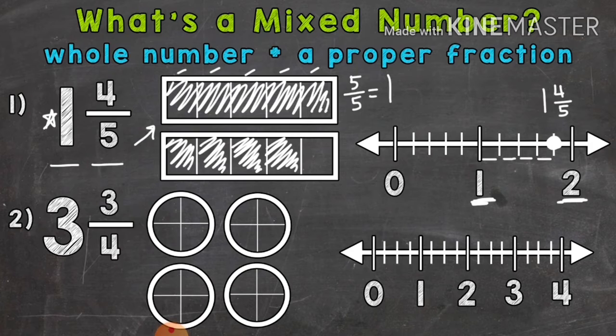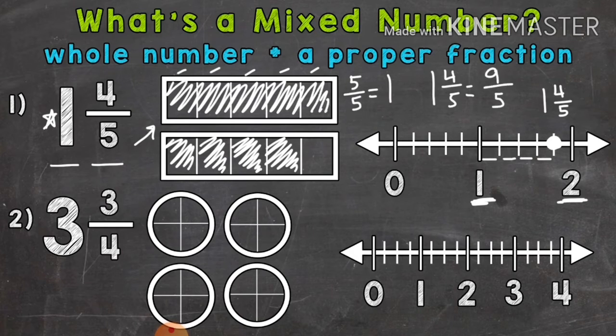Now I do want to mention that mixed numbers can also be expressed as improper fractions. And an improper fraction is a fraction where the top number, the numerator, is greater than the bottom number, the denominator. Mixed numbers and improper fractions are equivalent. They can represent the same value. It's just two different ways to write out that value. So for example, 1 and 4/5 is actually equivalent to 9/5.